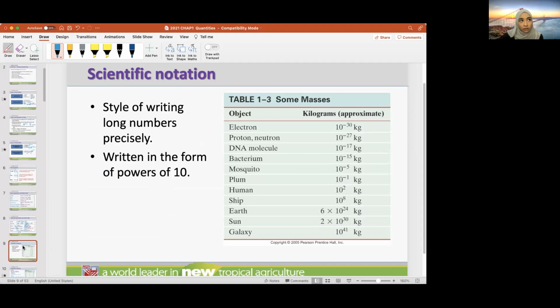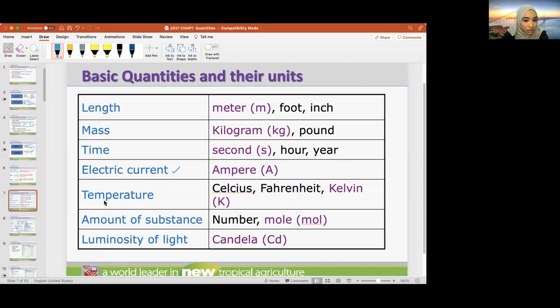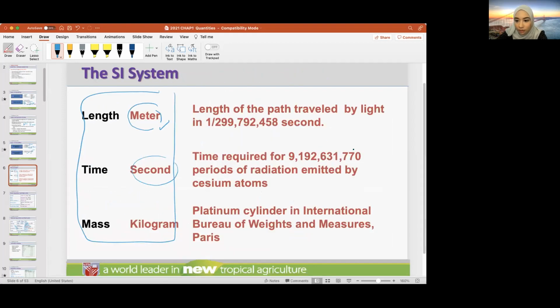So we come to the next one, which is scientific notation. It is the style of writing long numbers precisely. You have a bunch of numbers like I mentioned earlier, macam ni. Who has time to remember this, right? So we use scientific notation. I want to have two decimal points. Yes, I want two decimal points.